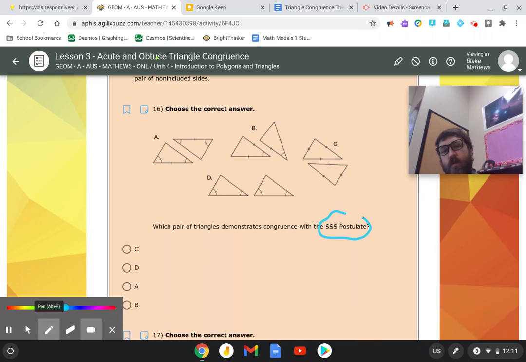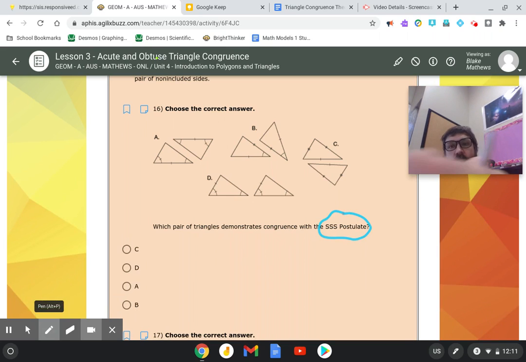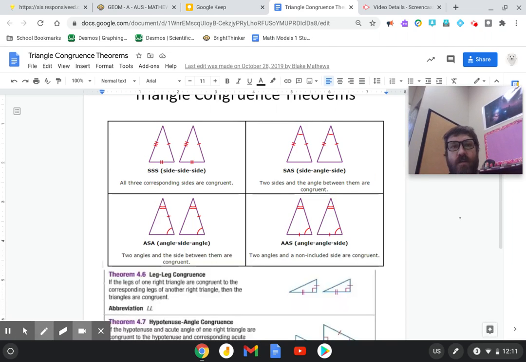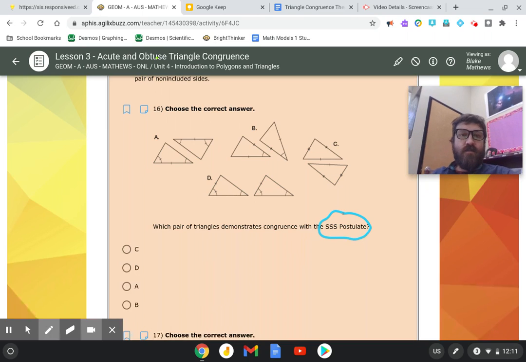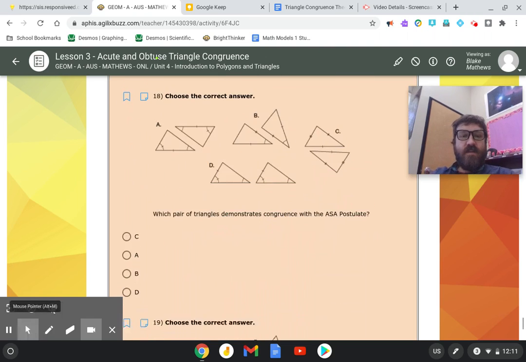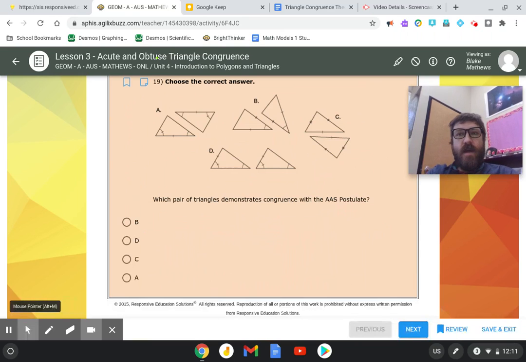So in this first one, which one goes with side, side, side? That should be pretty obvious. It's the only one of those diagrams that only has congruent sides. So you need to use the diagrams I gave you in the notes and the ones here on the triangle congruence theorem sheet to find which pair goes with each one. So this is what you are responsible for on the test. You need to be able to look at a diagram and know, based on the markings, which postulate it goes with. So go back and review my notes. Listen to the earlier part of the video if you need to, but that's what you do for 16, 17, 18, and 19. And that is the end of our video.